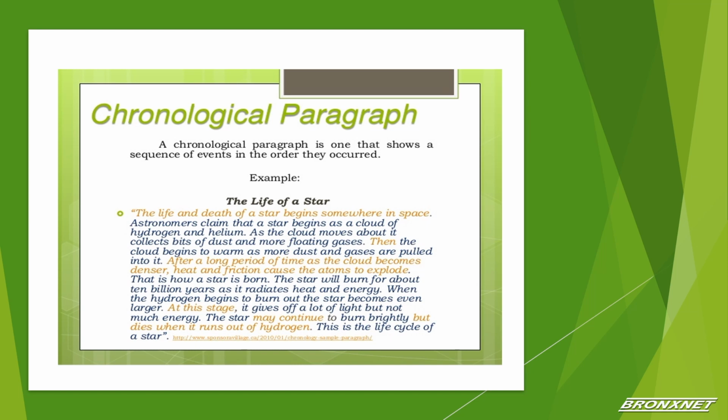Now here's an example of the clue words or phrases that shows that this is written in chronological order. You'll see them highlighted here. The life and death of a star begins somewhere in space. Then, after a long period of time, as the cloud becomes denser, heat and friction cause the atoms to explode. At this stage, it may continue, but dies when it runs out of hydrogen.